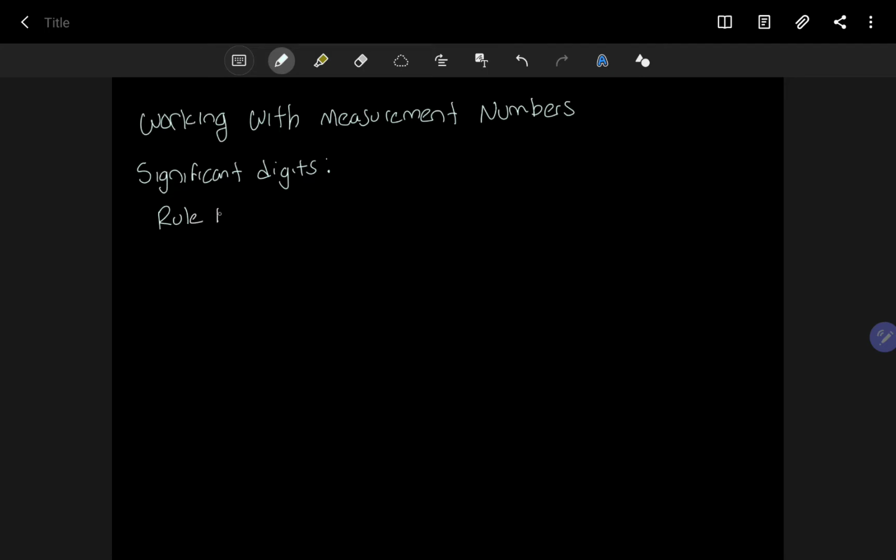Rule number 1. Digits other than 0 are always significant.